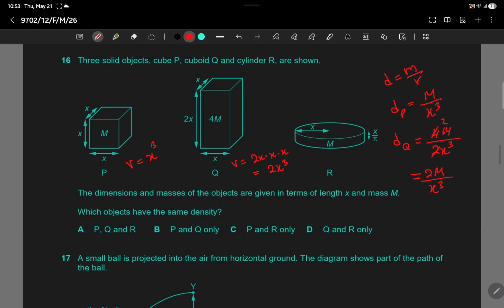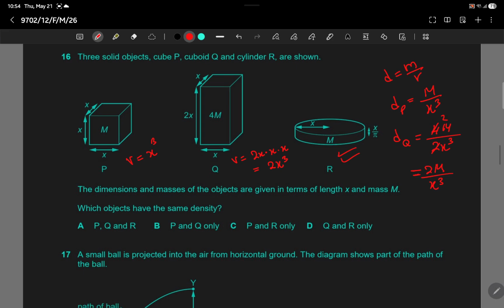What about R? To be honest, we don't even have to calculate R because P and Q are already different, right? So it cannot be P and Q already. We can cancel that, and for P and R, you know what? Let's still calculate this.